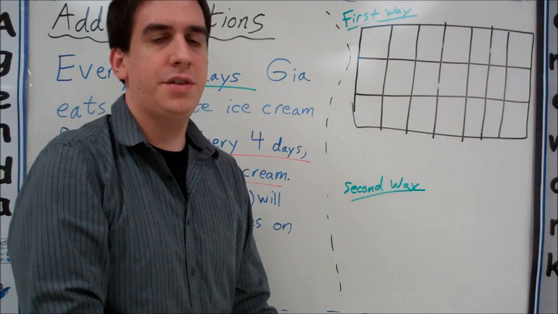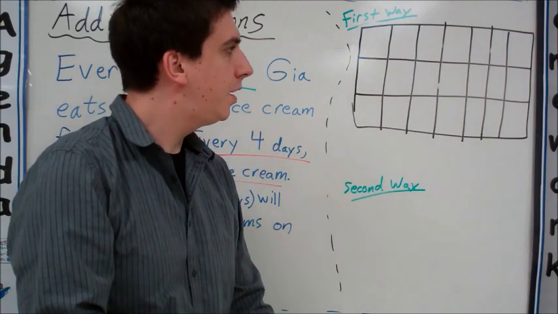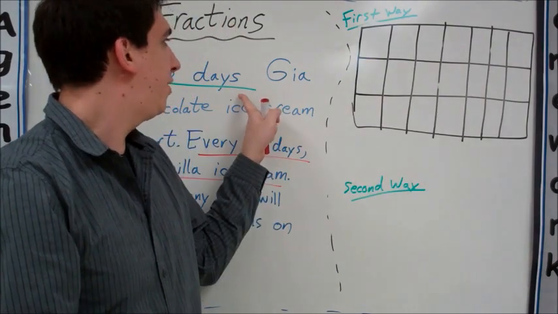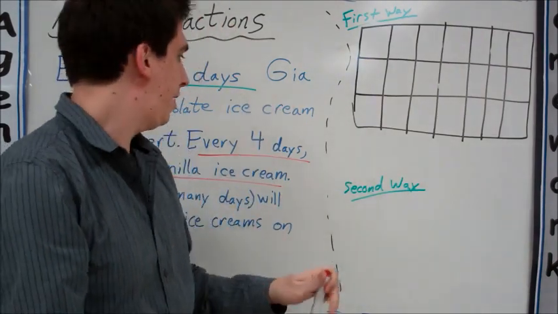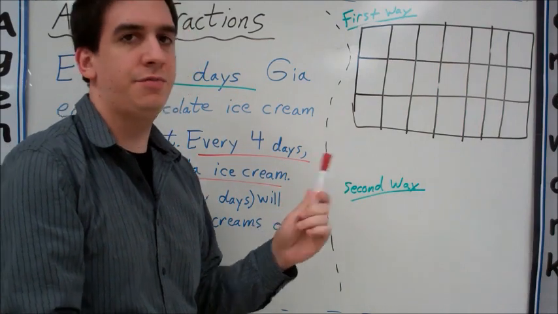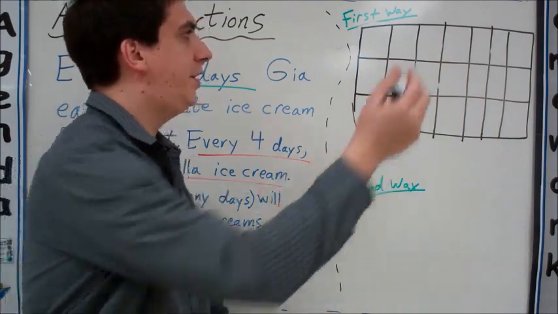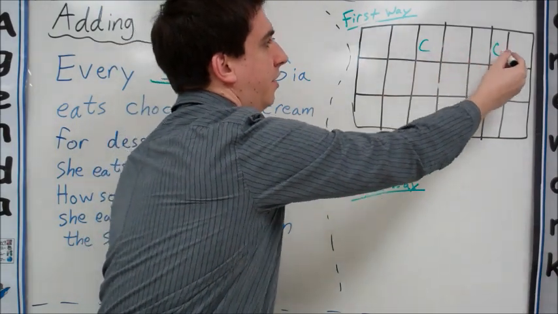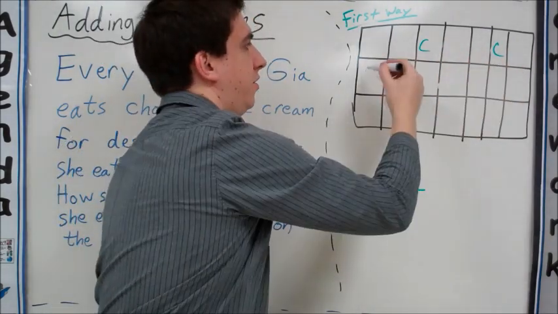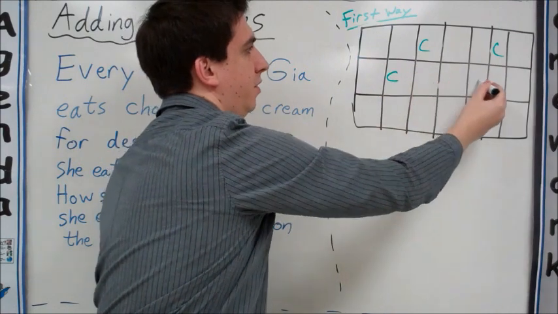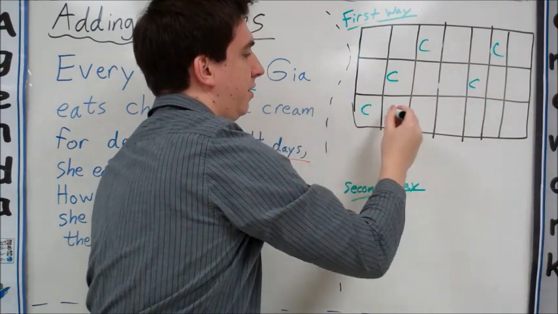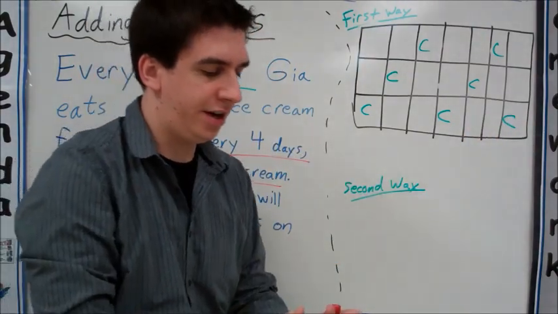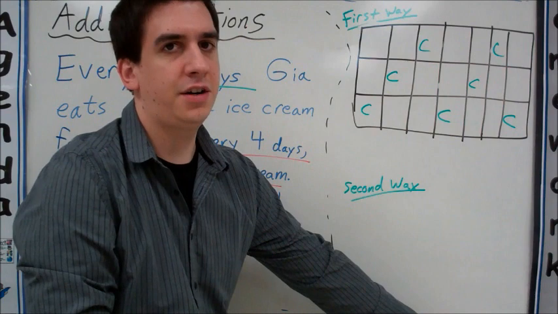The first method that we can use to help us solve this problem is a calendar. I've drawn a makeshift calendar over here. And let's see, every 3 days I'm going to use green for chocolate, and every 4 days, I'm going to use red for vanilla. So let's see, on the 3rd day, she eats chocolate. And then another 3rd day is chocolate, and another 3rd day, and another. Those are the days that she's eating chocolate.